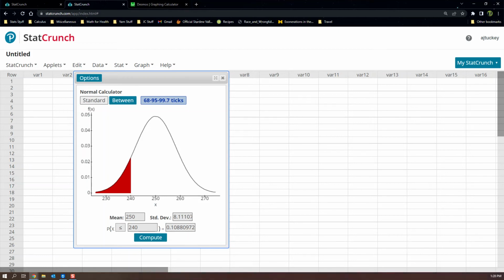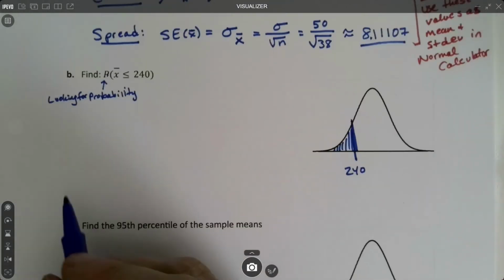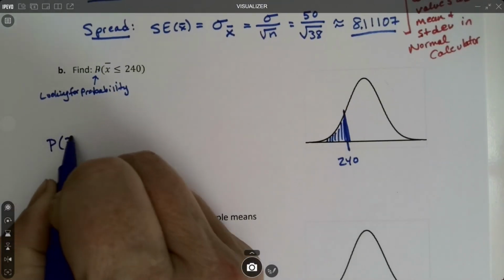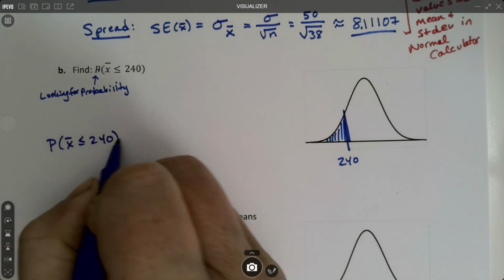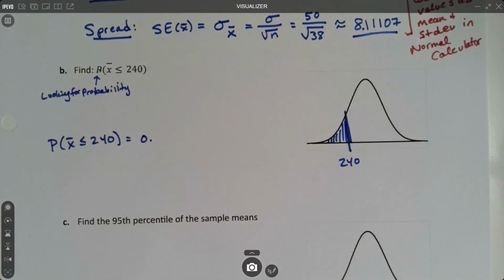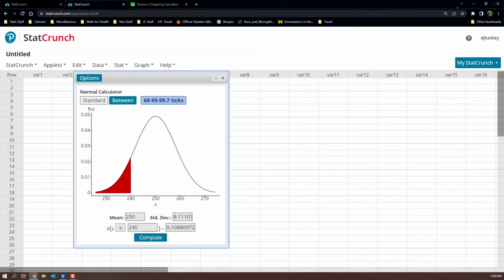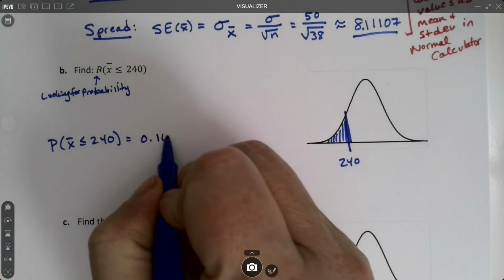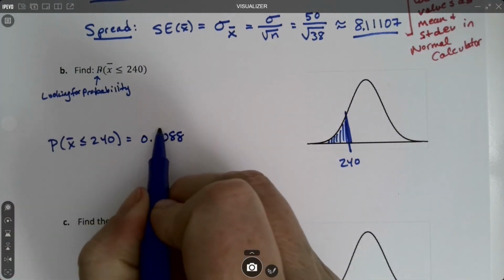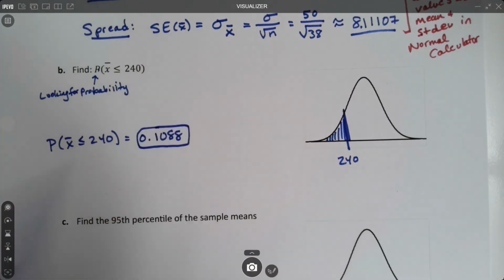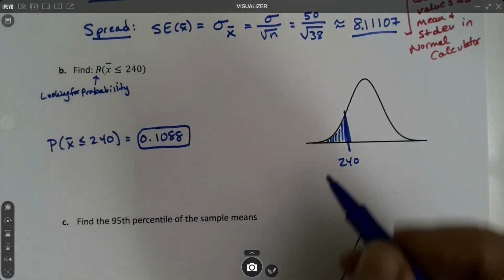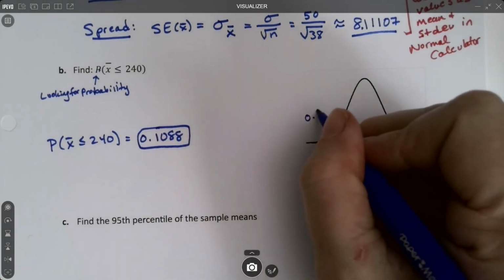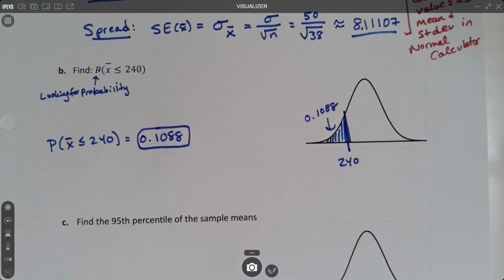And we found the probability to be, we can write this out. So the probability that x bar is less than or equal to 240 is 0.1088. I'm writing out that line, and over here is the answer, right? Because the area under that curve is the probability.